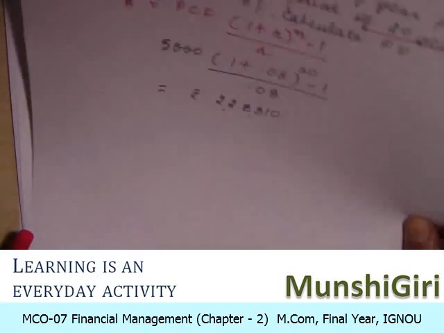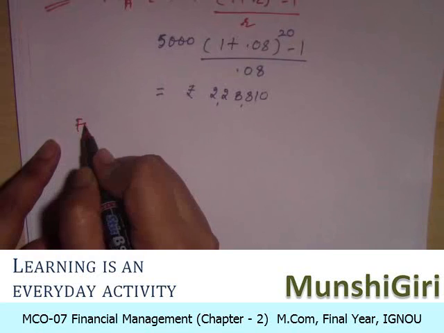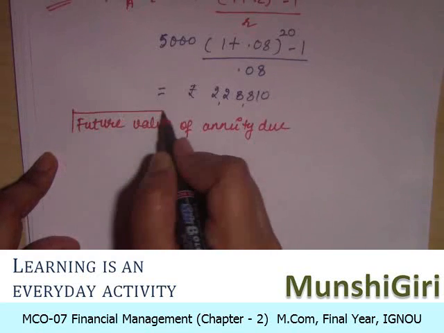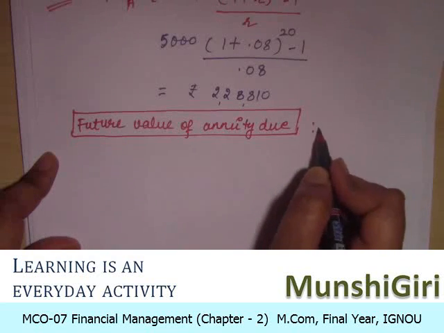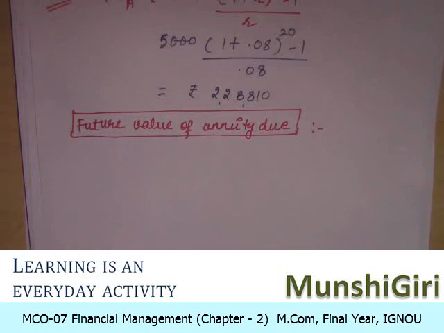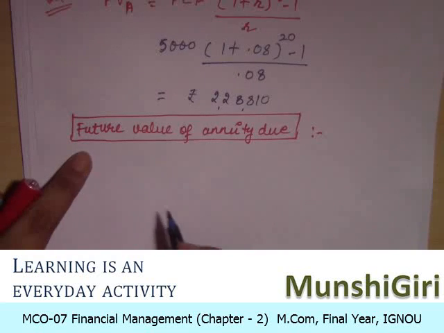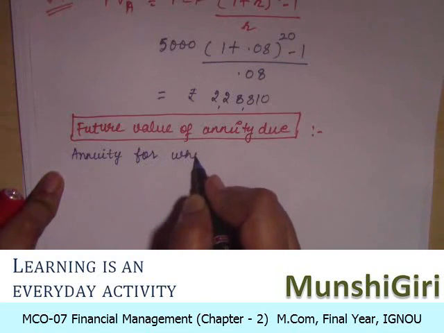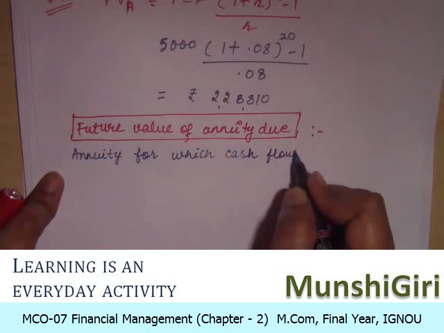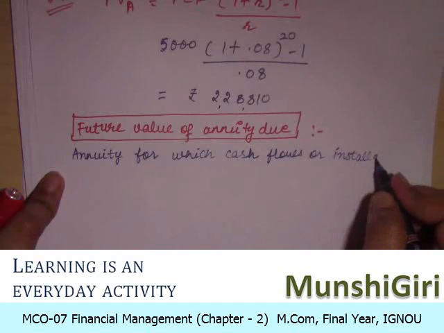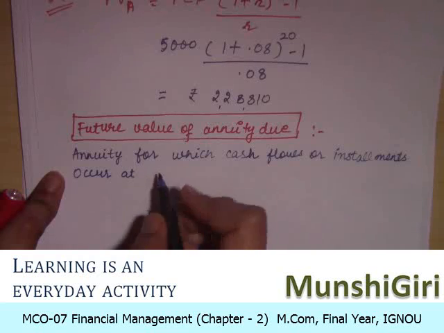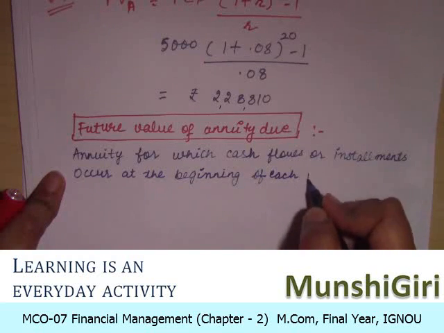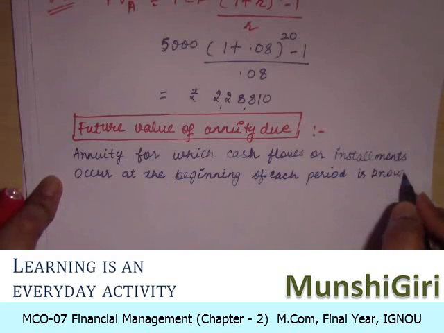Next is future value of annuity due. Annuity for which cash flows or installments occur at the beginning of each period is known as annuity due.